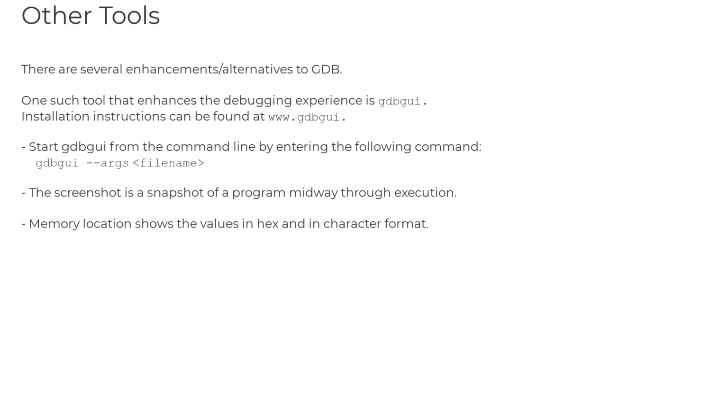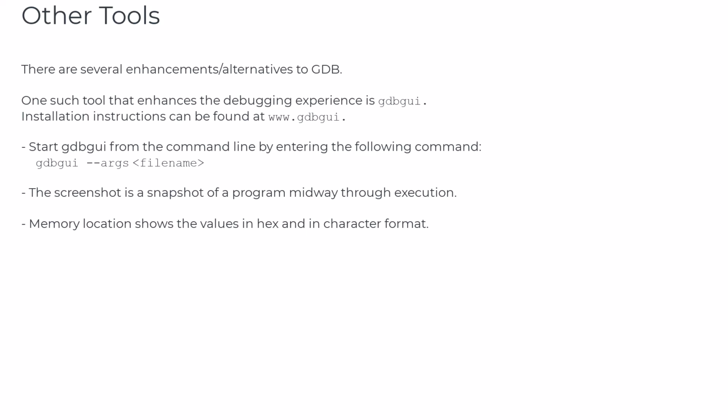There are a number of enhancements that build on GDB. We've already seen GDB using the text user interface. There's another useful tool called GDB GUI, and this uses a browser to display information. The instructions for installing this tool are found at the website www.edbgui. After installation, start GDB GUI by entering the following command, gdbgui, with the argument which is the file name. So make sure you specify the complete file name along with the path.